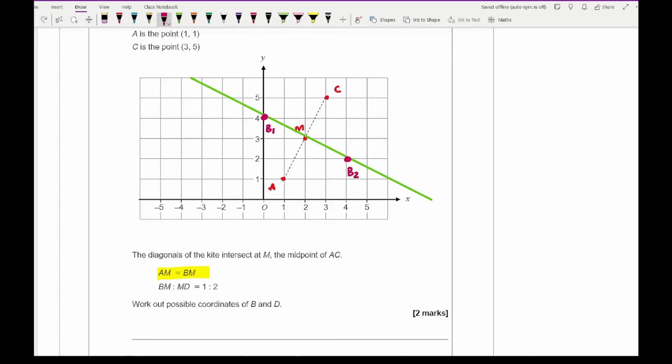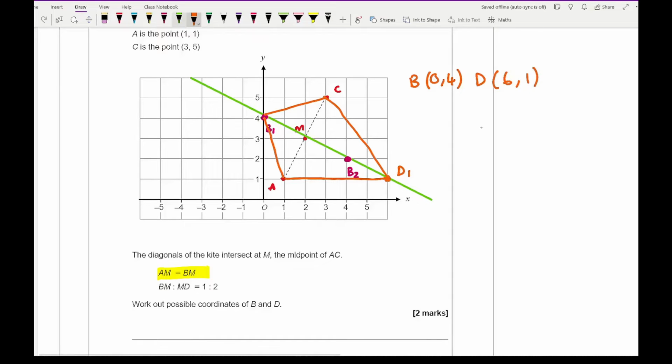Now, if we're going for B1, then if I draw the start of my kite, the distance of B to M is going across 2 diagonals, so that means M to D is going to be going 2 diagonals, so it's either going to be here. So if I'm using B1, D1 is going to be there to make my kite. So one possible set of coordinates is B being at 0, 4 and D being at 6, 1.